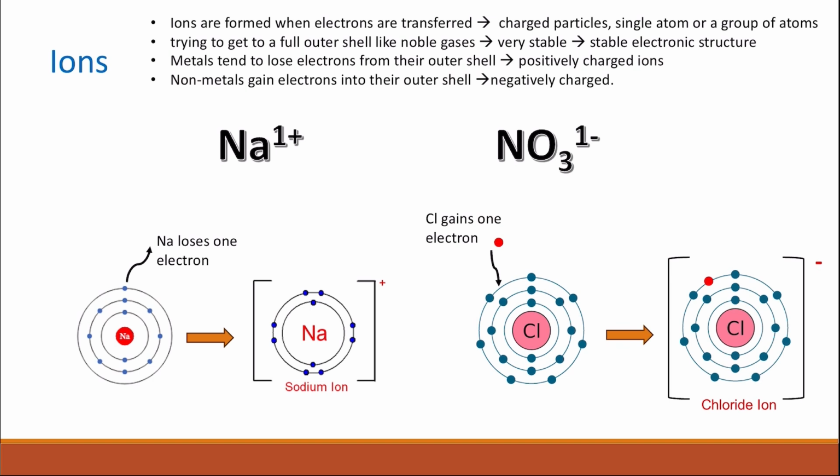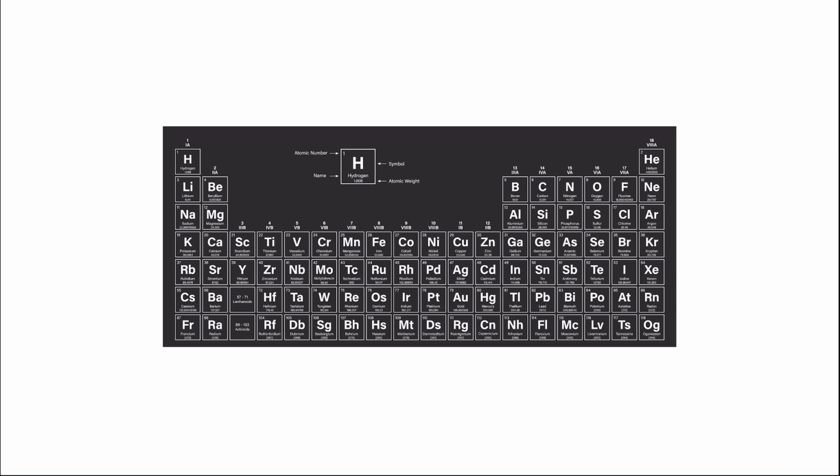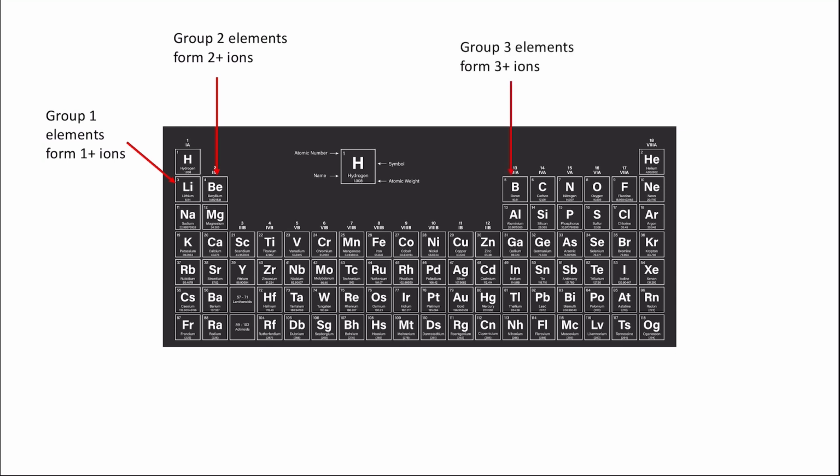This is because the number of electrons that orbit the nucleus is 1 more than the number of the protons inside the nucleus. Remember that you can find the type of atom and its charge from the periodic table. So group 1 elements will tend to form 1 plus ion because they have only 1 electron in their outer shell. Group 2 elements will give you 2 plus ions because they have 2 electrons in their outer shell and they will lose these 2 electrons. Group 3 elements will form 3 plus ions.